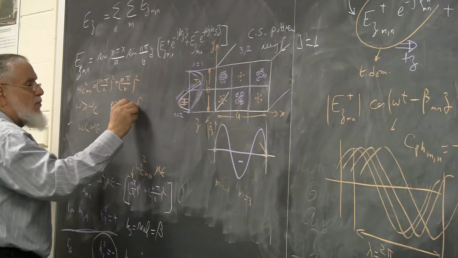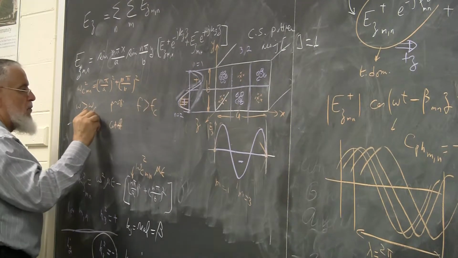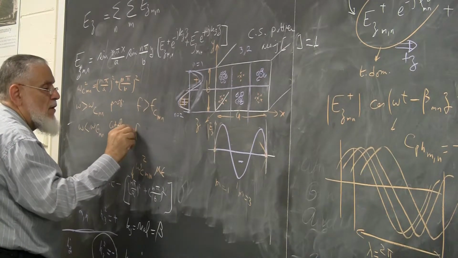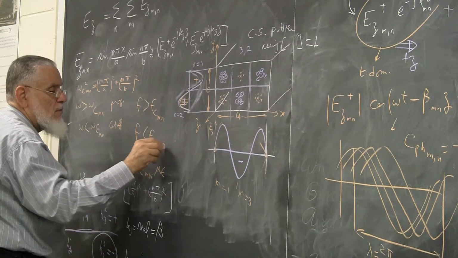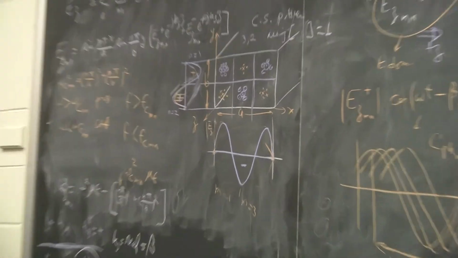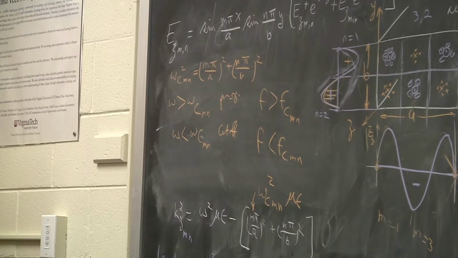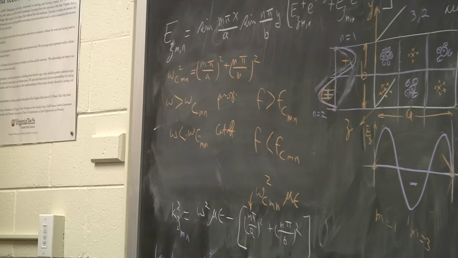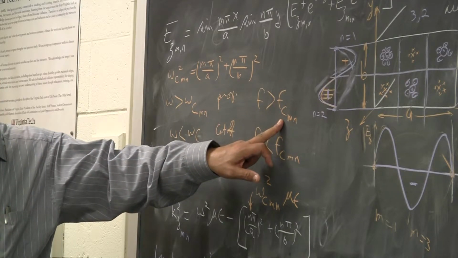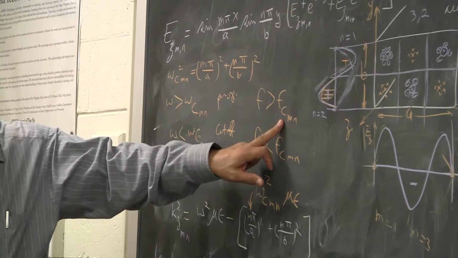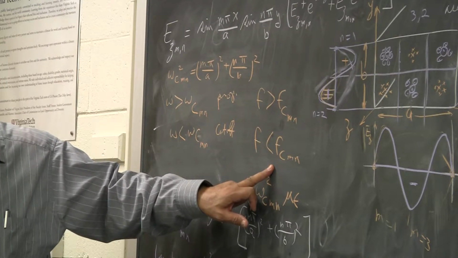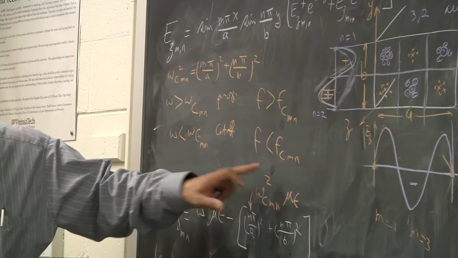And I can translate that to f greater than f sub c mn. Again, I have to add mn. I keep forgetting the mn. And f is less than f sub c mn. So there is this critical frequency for each solution. Each solution has its own f sub c mn. If my operating frequency exceeds that, the mode is triggered on. If I'm less than that critical frequency, the mode is non-existent. All right?